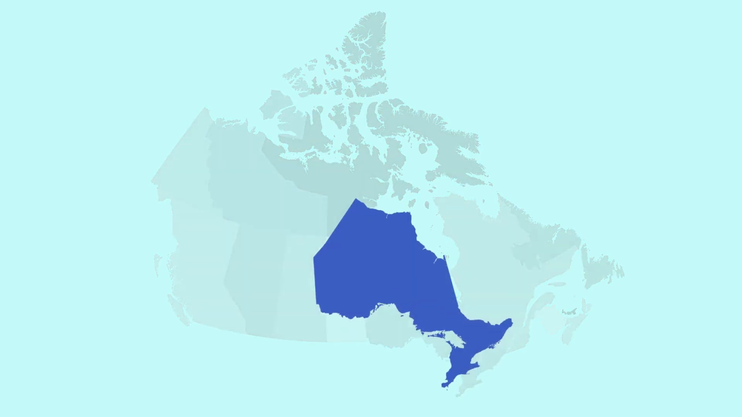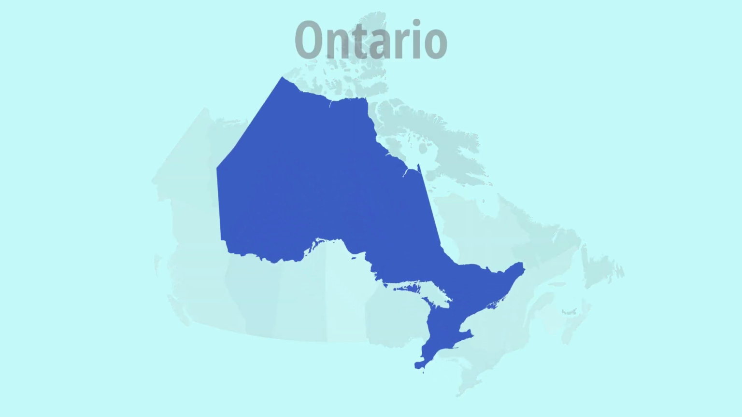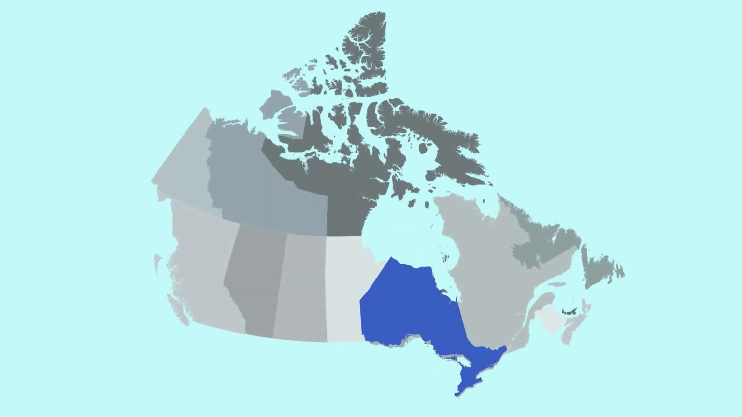The next province is called Ontario. Ontario. And the capital is Toronto. Now, when Canadian people say Toronto, it sounds like Toronto. So you can just listen for that and then you'll know. Okay, so that's the capital city of Ontario.